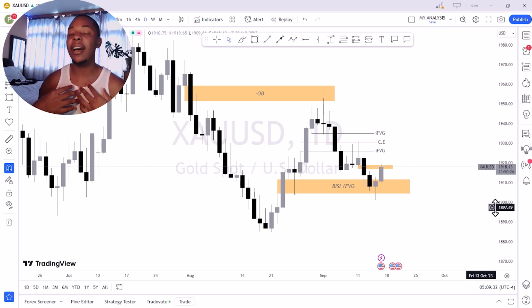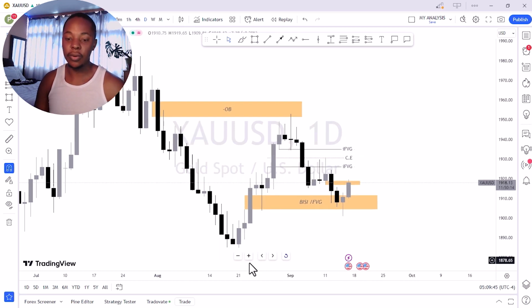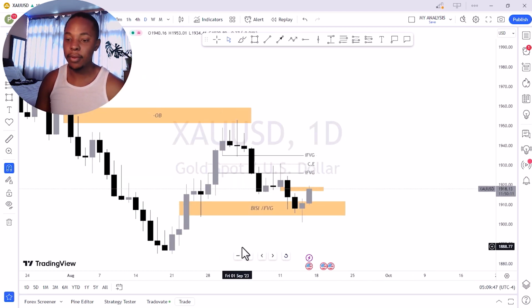This is based on what I've learned from ICT. This is my journey. This is what I know about it. I'm not saying it is like this. This is what I've learned about ICT. So if you have more questions, just hit me up.